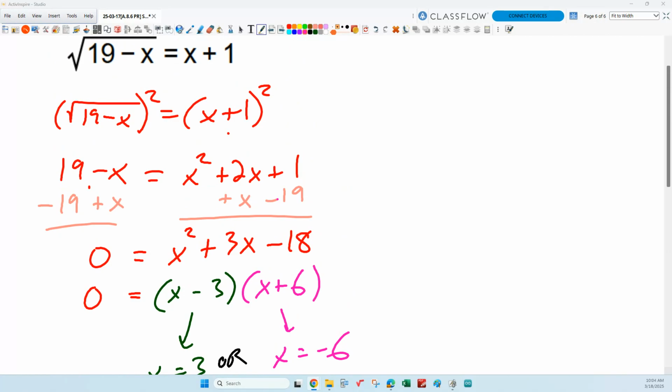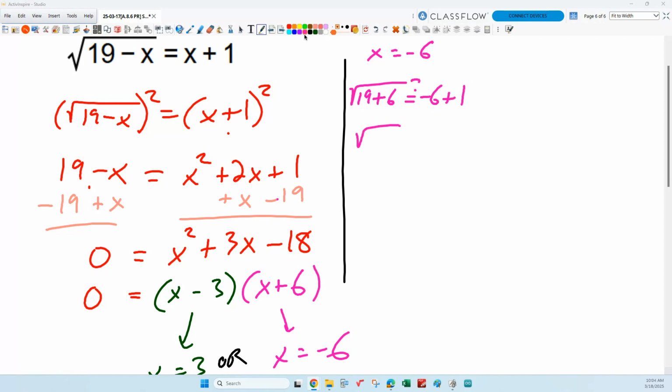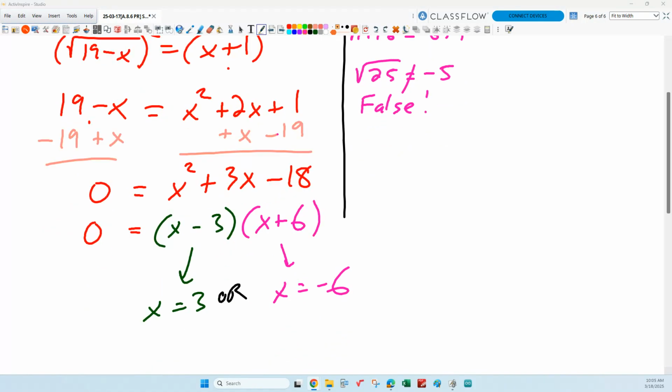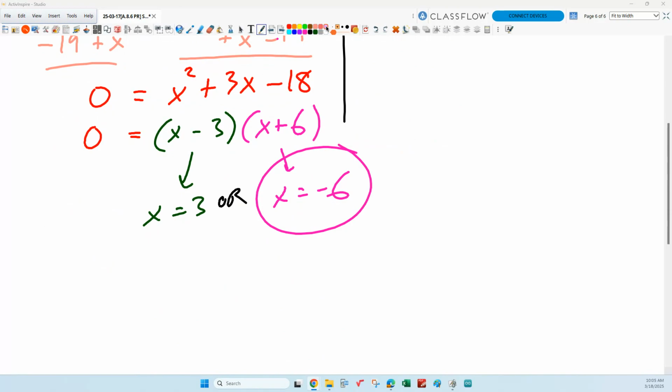All right, so what if we check negative 6? If x is negative 6, I get the square root of 19 minus negative 6 equals negative 6 plus 1. Is that true? Square root of 25 equals negative 5. No, that is not true. That's false. So what do we know? We know that one is extraneous, right? Cross it out. Doesn't work.